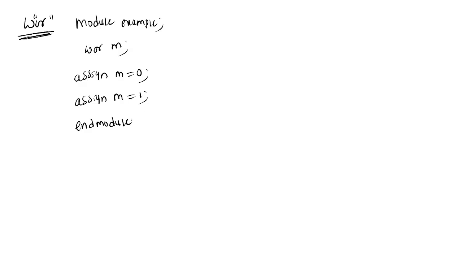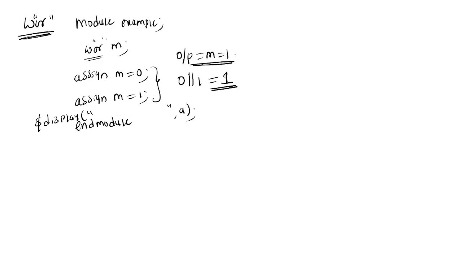Here I declared var, so var means OR operation. If I use dollar display to display this value, the value of m is percentage d comma m, it will do the OR operation. So 0 OR of 1 means it will display 1. The output m equal to 1 you will get. So this is about var.